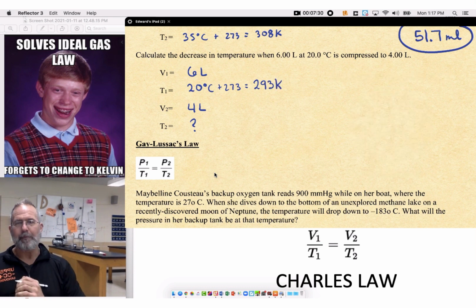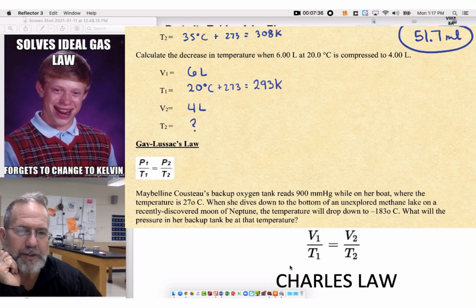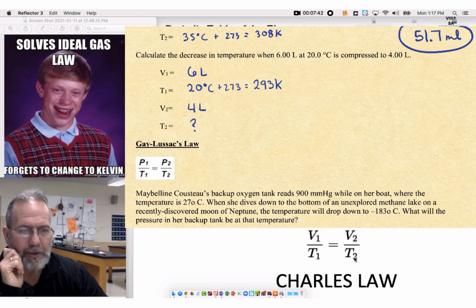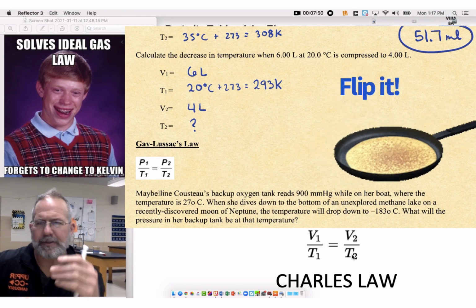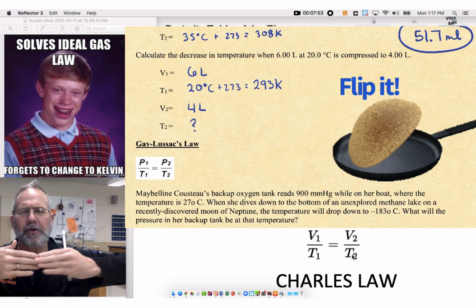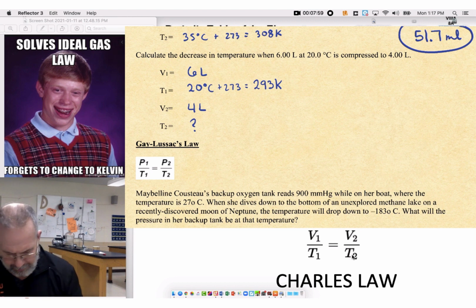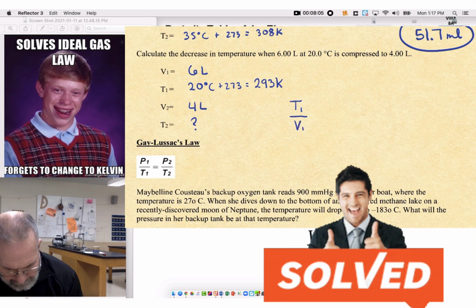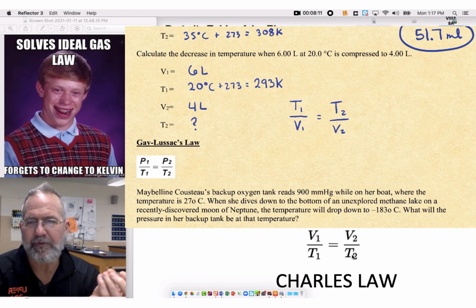Okay, now when we're solving for temperature, look at our equation. I have it down here so we can see it. I have V1 over T1 equals V2 over T2. We want to solve for the T's. The easiest thing to do is to flip the whole equation over, so the thing you're trying to solve is on the top. It'll just make your algebra easier. So I'm going to put my T's on top. So T1 over V1 equals T2 over V2.